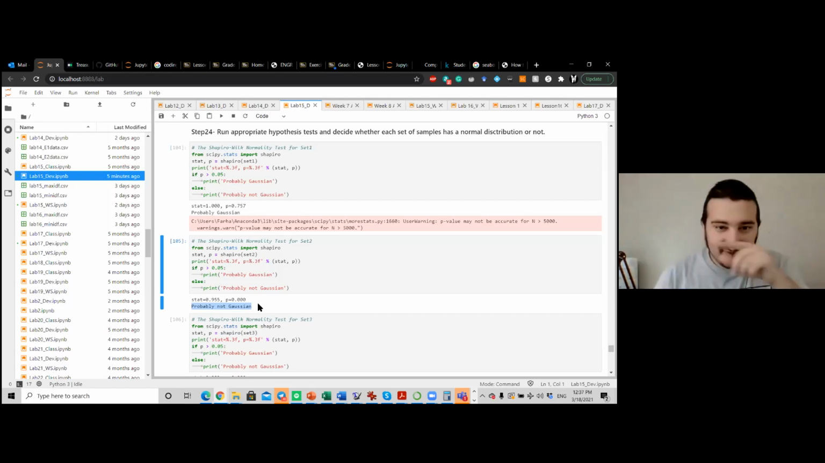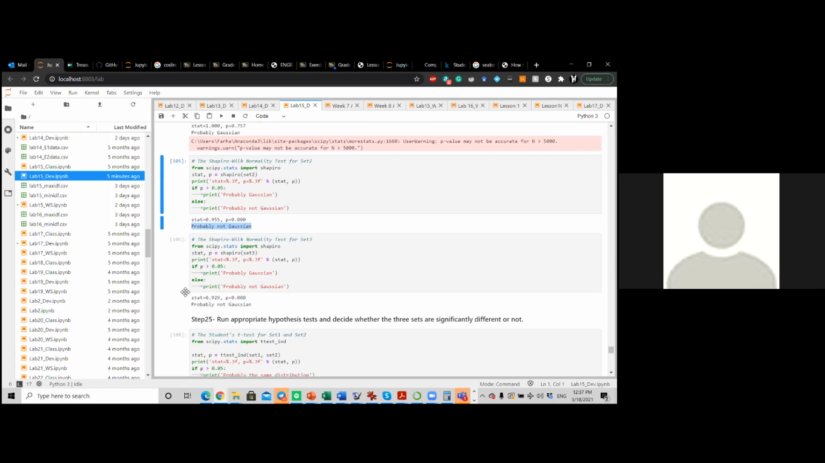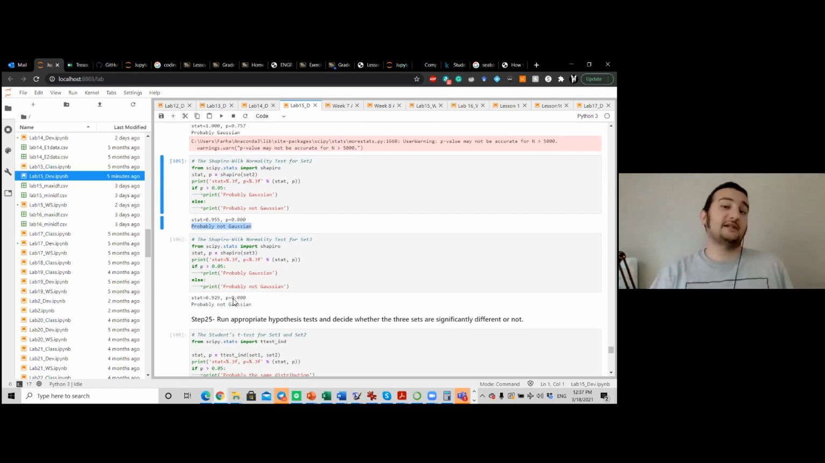Okay, now, if we run the test for set three, what do you expect to see? Normal or not normal? Not normal. And that's what we get. A p-value of 0 means that set three is also not normal. So based on our normality test, we know that set one was probably normally distributed, and set two and three are probably not normally distributed.